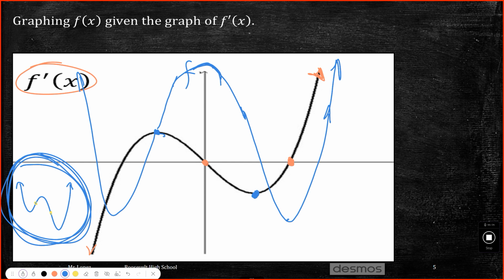So all we do know is these inflection points, which would be this inflection point. That's all we know. That is an inflection point. That is where the slope is 0, and that is where the slope is 0.